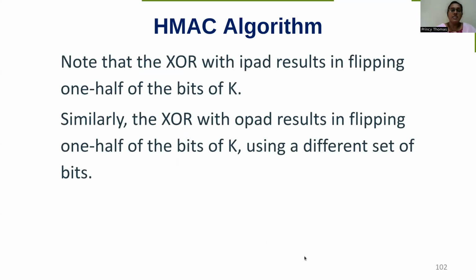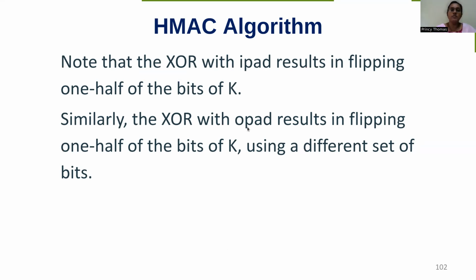Now, note that when you XOR with iPad or XOR with oPad, half of the bits in K are flipped. If a bit was earlier 0, it will become 1. So half of the bits are flipped.